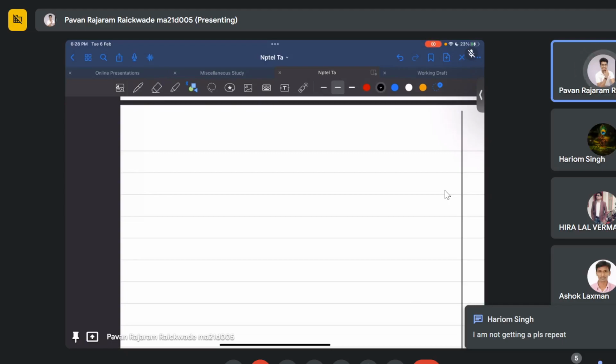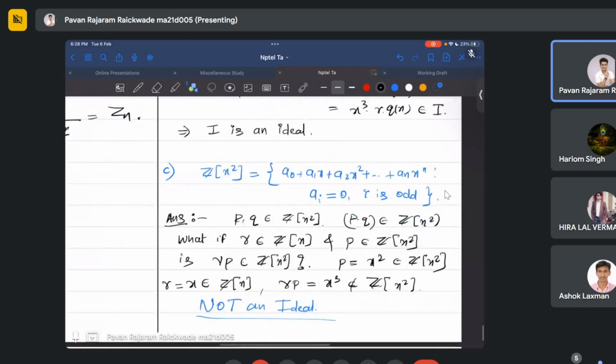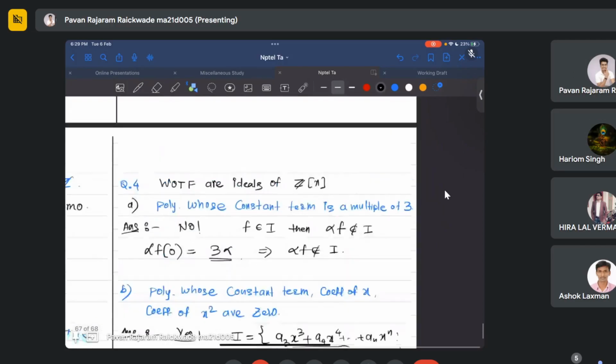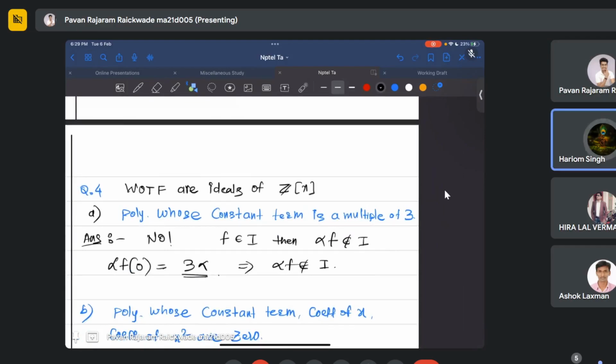Okay, Hariram Singh, do you have a problem with the last question? See, what is the definition of an ideal? It means if you take an element from that set and you multiply it with any element from the ring, it stays in the set. Yes, sir. See, this is your set: I is the set of all polynomials whose constant term is 3.